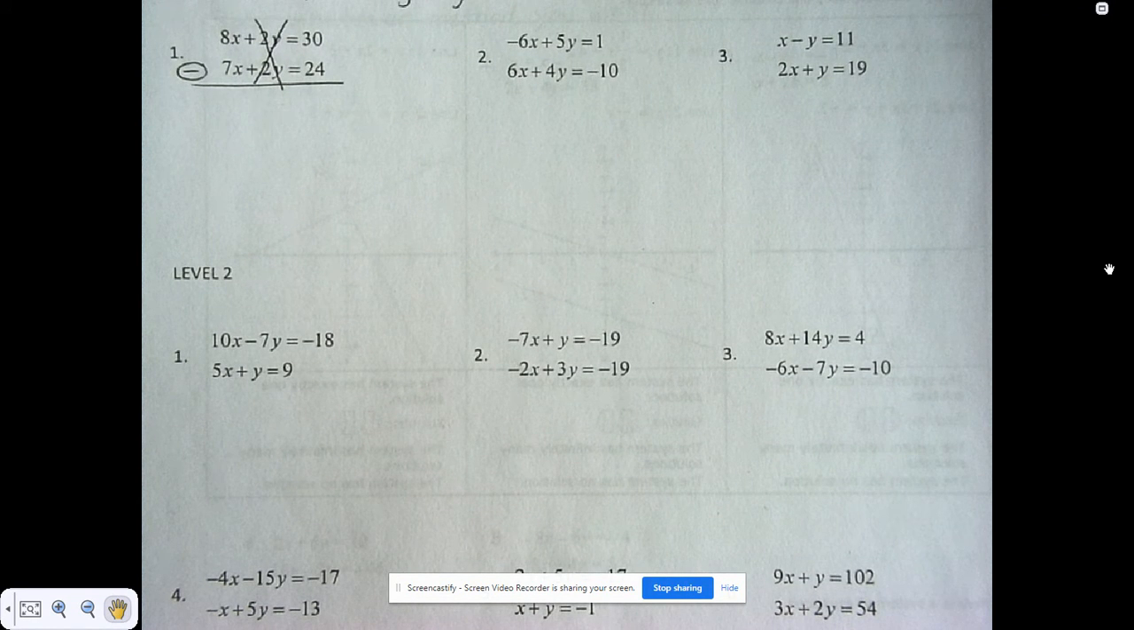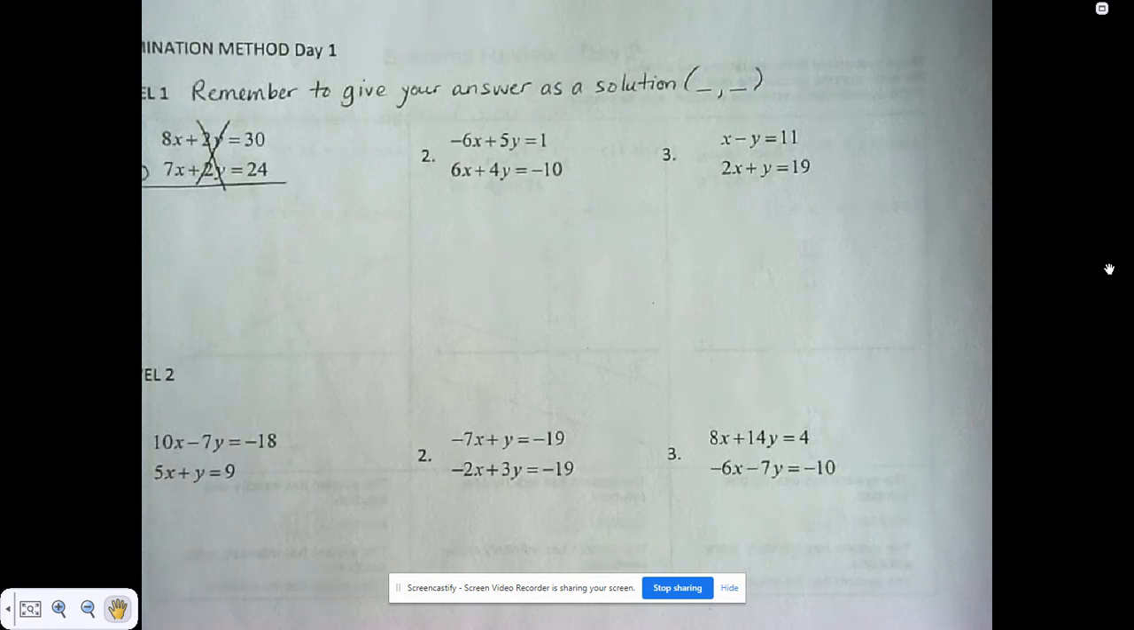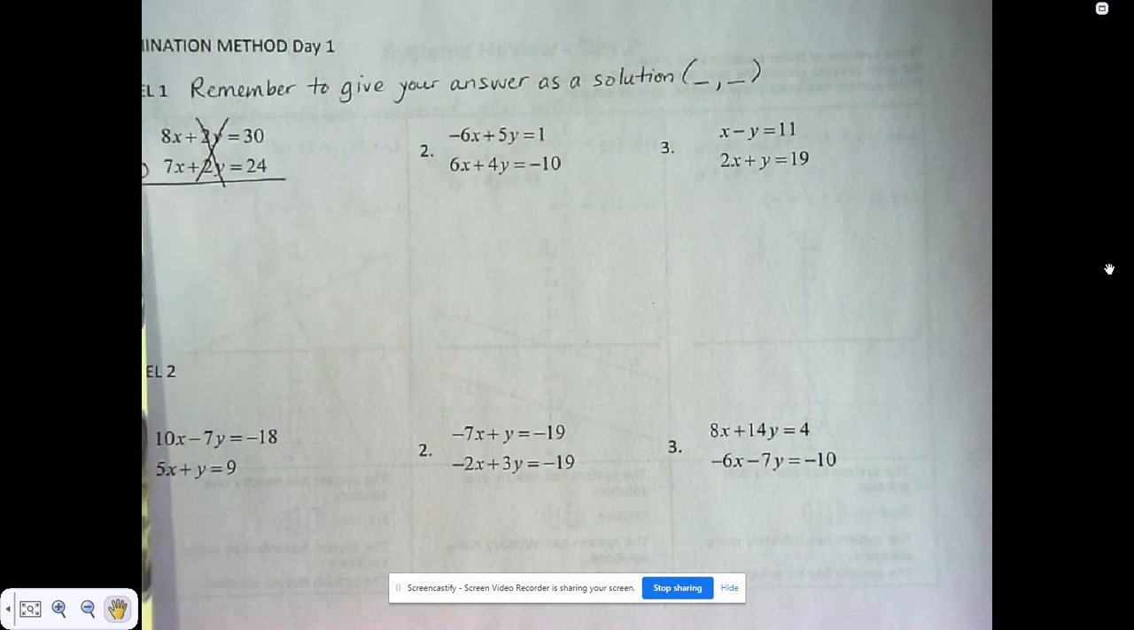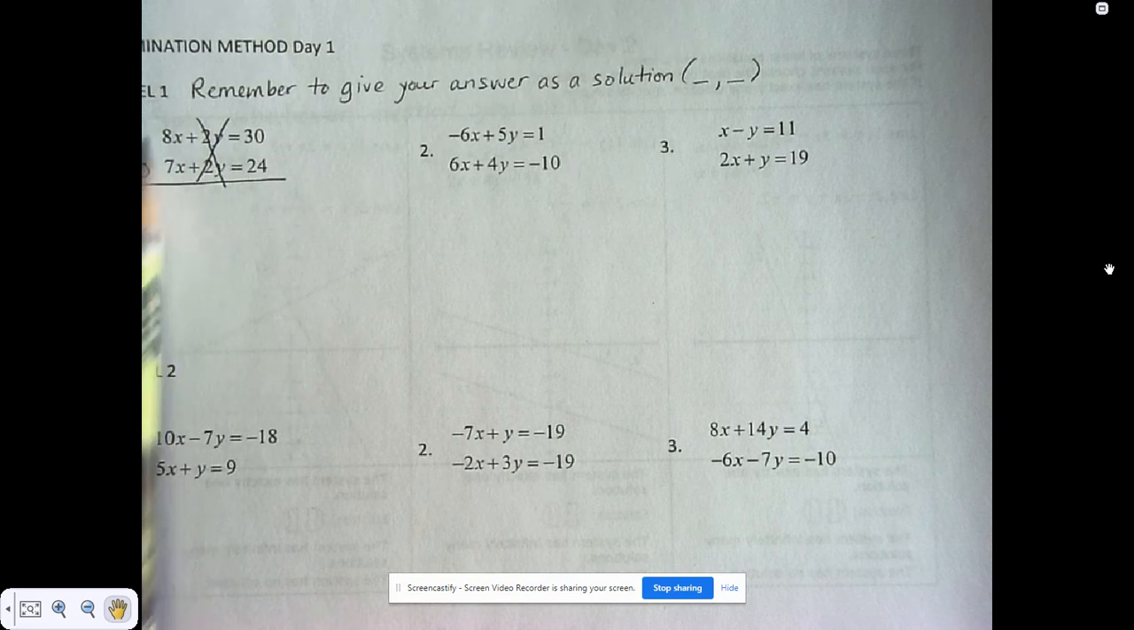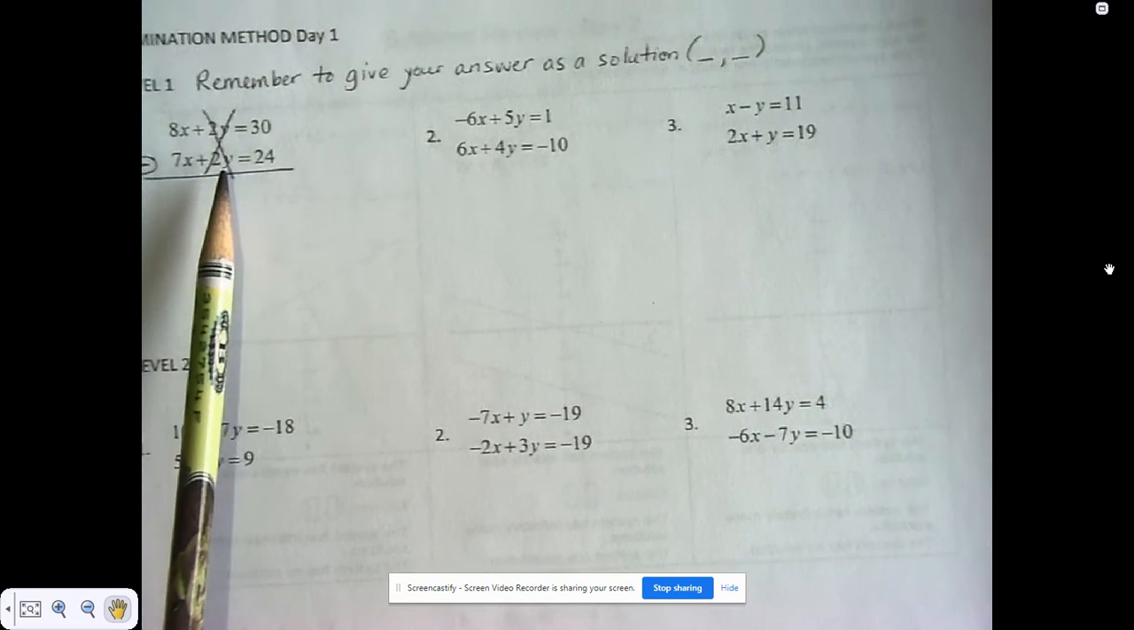Hi, Math 8 students. I am here with your third page of your review packet. And I just want to show you level one. I kind of gave you a little start as to subtracting.